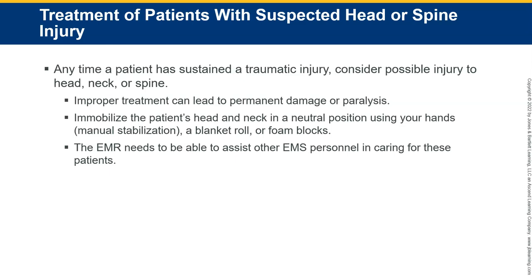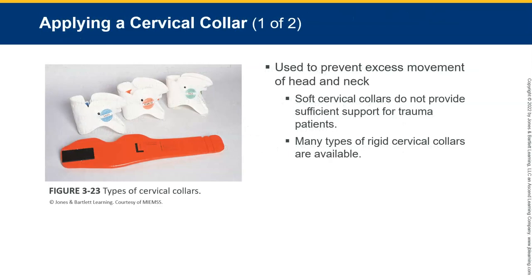First off, we'll be doing that with our hands, or what you might hear referred to as manual stabilization, maybe a blanket roll or even foam blocks that'll hold their head in place while they're on the board. So once you release manual stabilization, there should be something there to take over to keep their head immobilized.